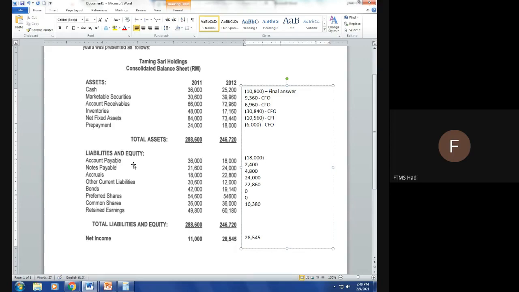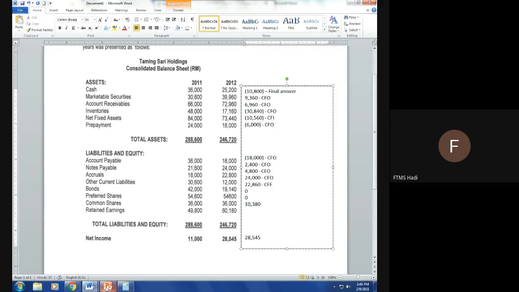All right, for accounts payable, this one is under current liabilities, right? So if current liabilities, we put there under CFO. Notes payable also under CFO because current liabilities. Accruals also under current liabilities, CFO. Other current liabilities, this one current liabilities also, CFO as well. But this one, bonds, this is a long-term liability. If long-term liabilities, we put under CFF, cash flow financing.